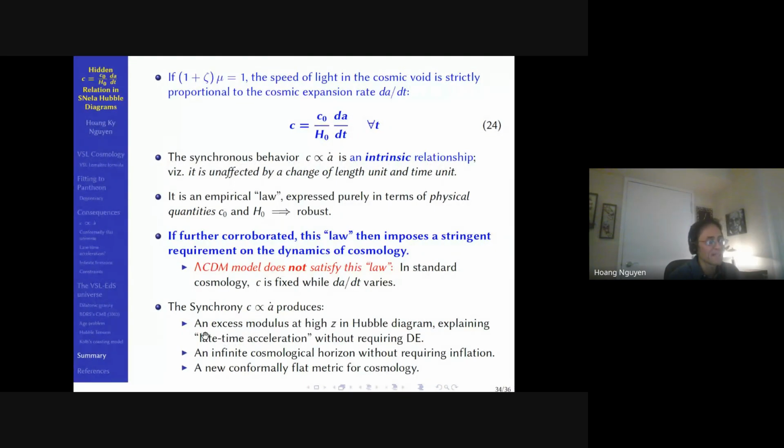Number one, it gives us the distance modulus for the high-z diagram, also known as the late time acceleration, without requirement of dark energy. Number two is that the horizon is infinite without requirement of inflation. And it also gives us a new conformally flat metric cosmology.